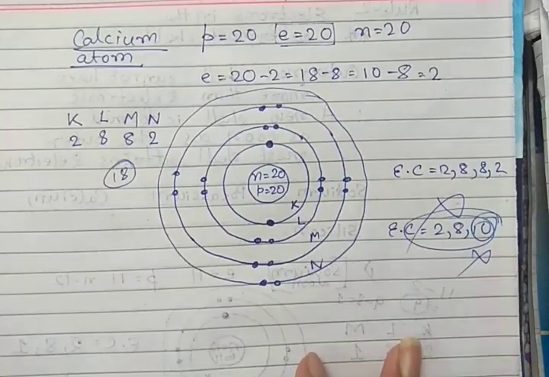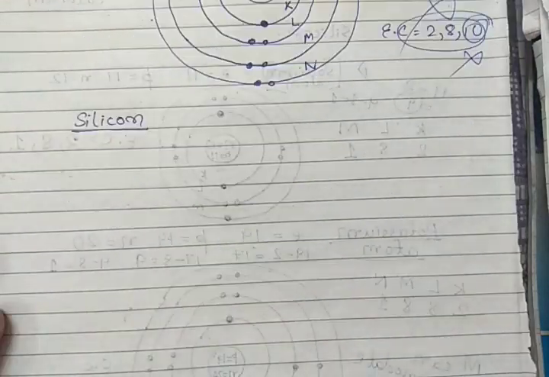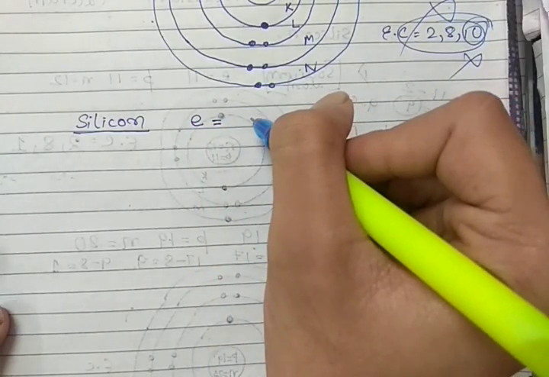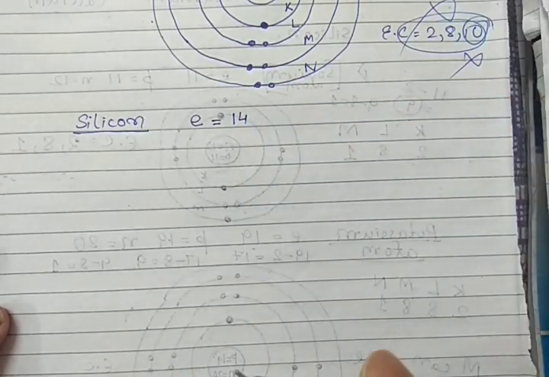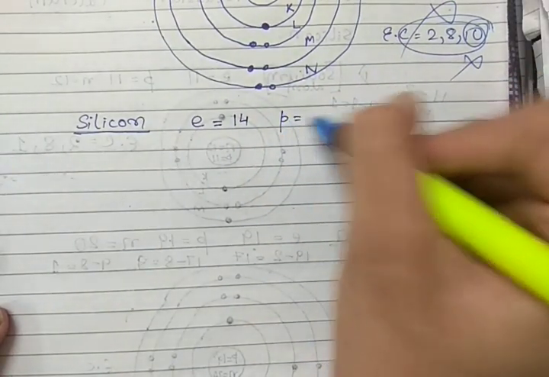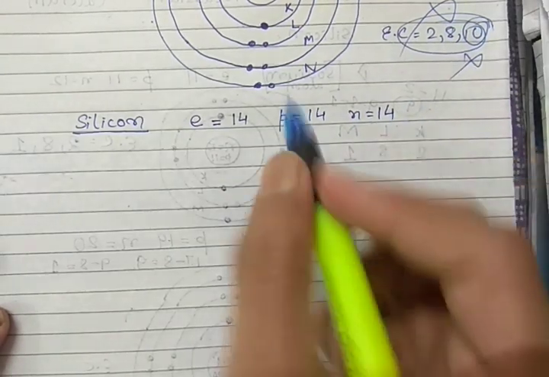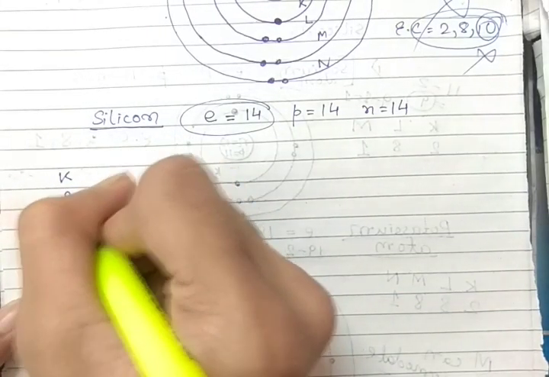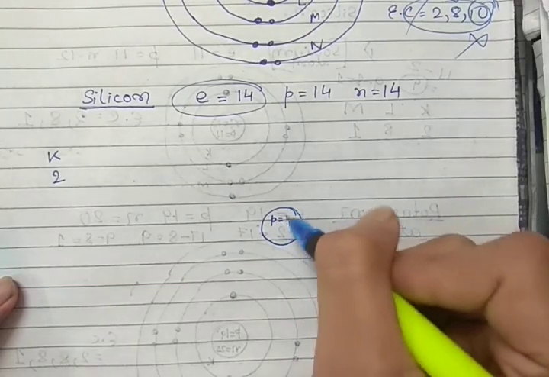Is this clear? There is one more atom, let me show that as well: silicon. Okay, so silicon has how many electrons? Silicon has got 14 electrons. It has 14 protons and 14 neutrons. So how are the 14 electrons arranged? Let us start from the K shell. K shell will have 2 electrons. First we form the nucleus: P equals 14, N equals 14.